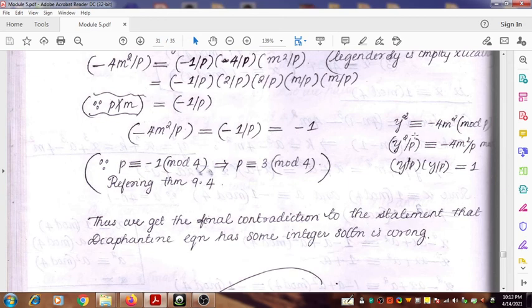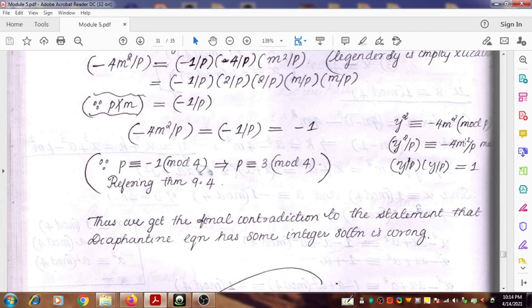Also we have a separate derivation here. Proceeding one way, we get that the Legendre symbol (-4m squared | p) equals -1. But since y squared is congruent to -4m squared mod p, now applying the periodicity of the Legendre symbol function, we can write that (y squared | p) is equal to the Legendre symbol (-4m squared | p).